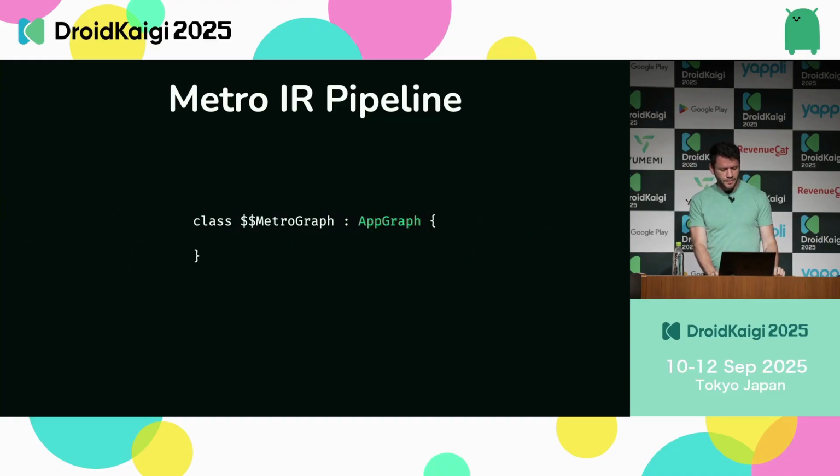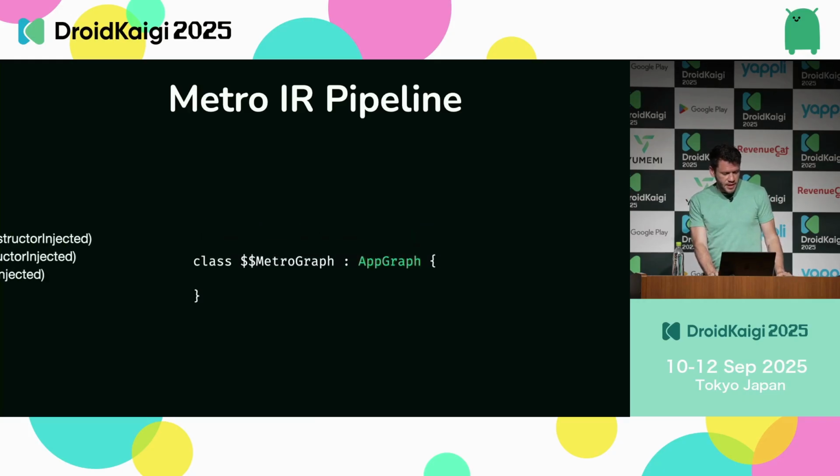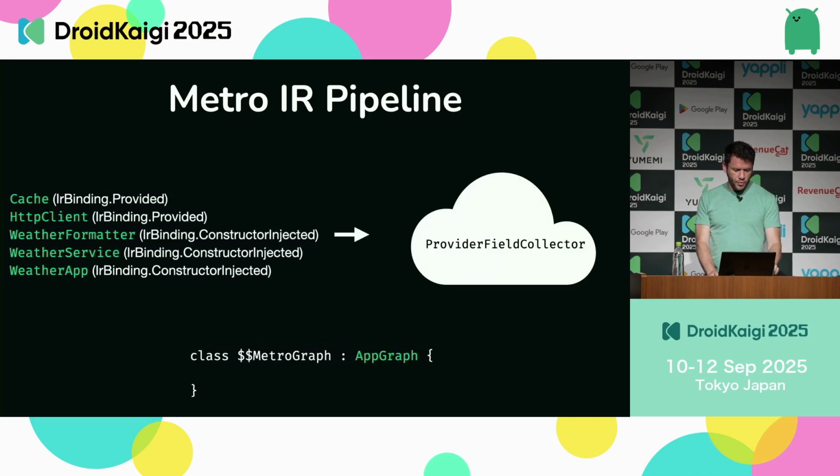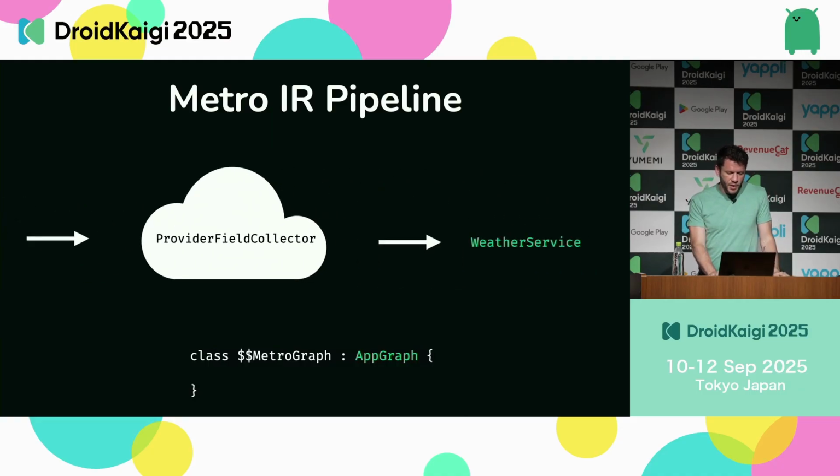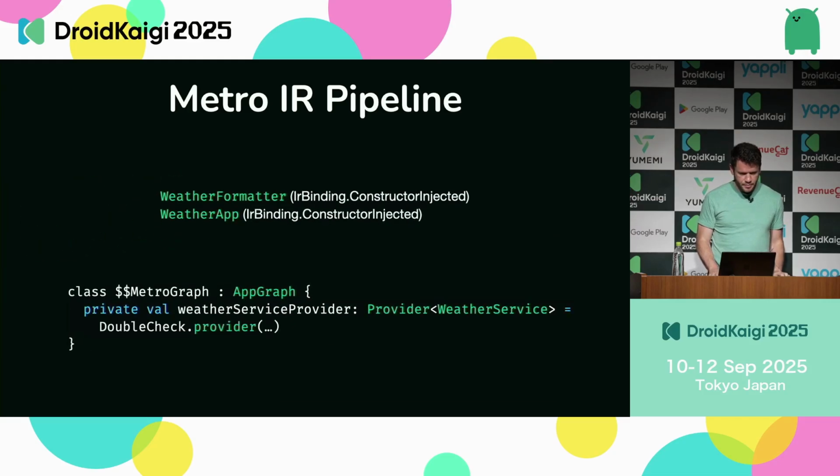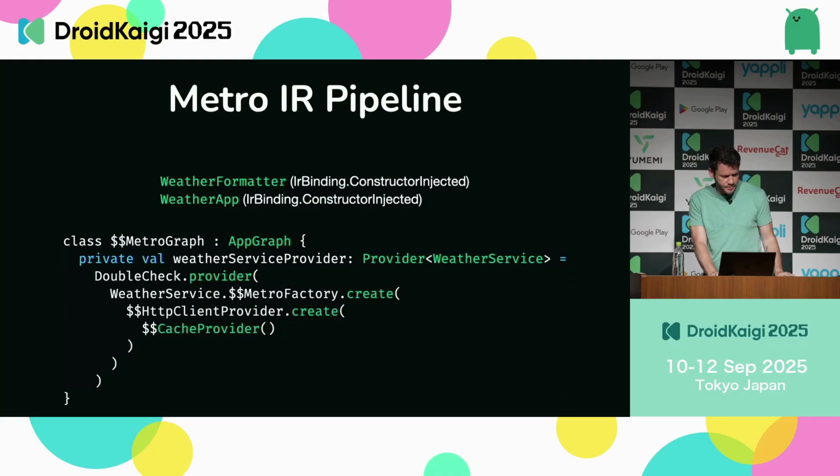This part is fairly simple. First, we generate fields, starting with any input parameters from our factory, if applicable, and fields for this graph instance. Then we run our sorted keys through a provider field collector that returns a sublist of keys that we need fields for. This is primarily going to be scoped bindings, but may also include some other types. Our weather app has these. Because weather service is scoped, we wrap it in a double check to ensure that it is memoized. And any that don't need to go in fields can just be created at the injection site.